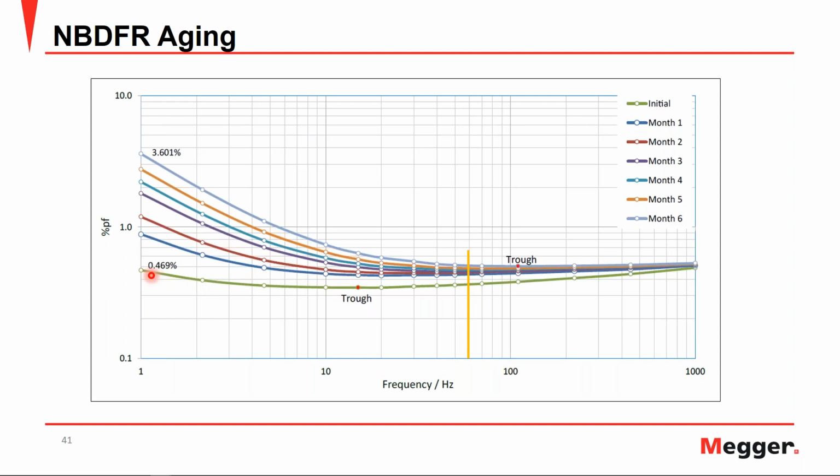This transformer was loaded, and measurements were taken monthly for 6 months. And we can see every month that the 1 Hertz power factor increases and the trough migrates towards higher frequencies. So these are both indications of deteriorating or aging insulation systems within a transformer. It just gives you a broader look at what's really going on in the insulation as it ages and starts to deteriorate.